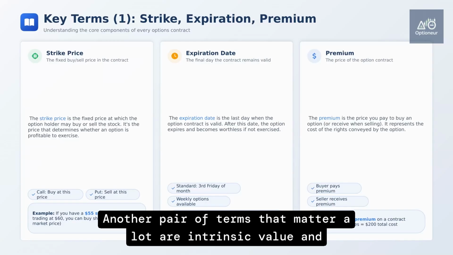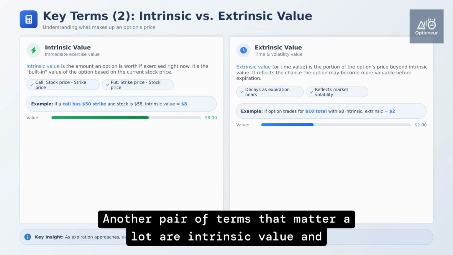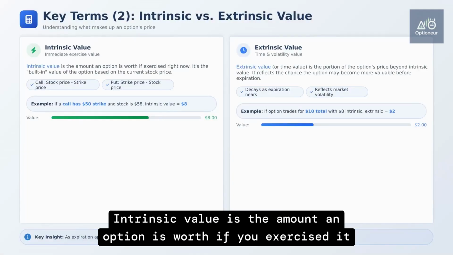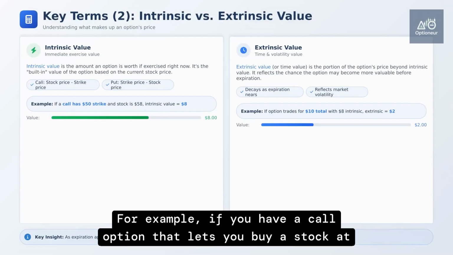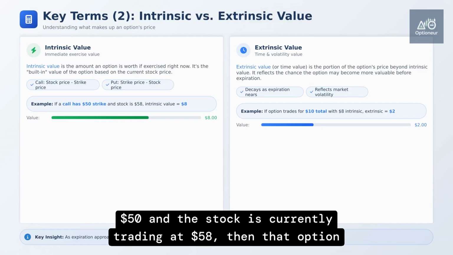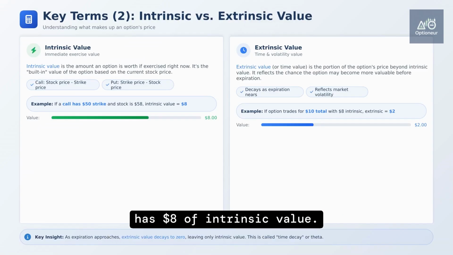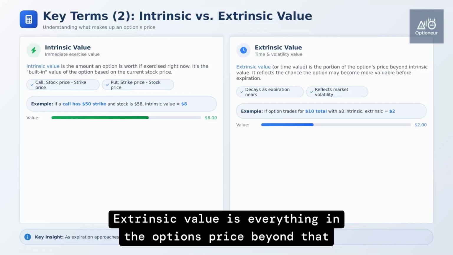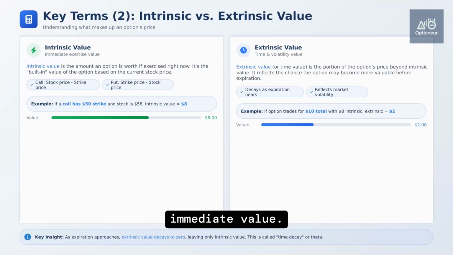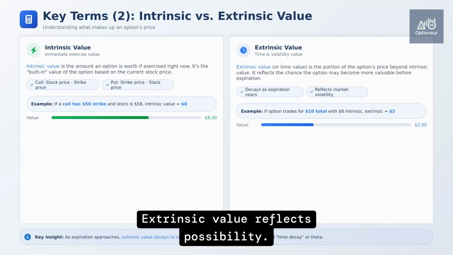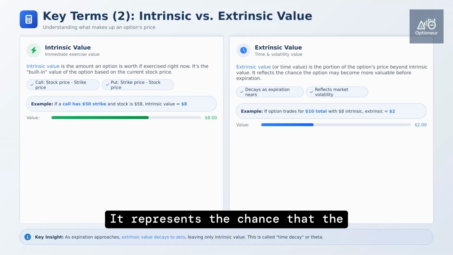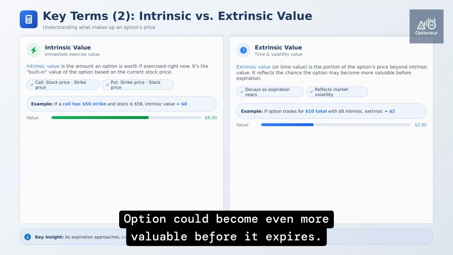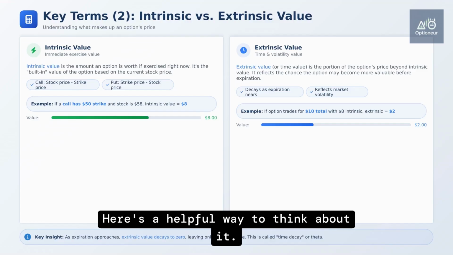Another pair of terms that matter a lot are intrinsic value and extrinsic value. Intrinsic value is the amount an option is worth if you exercised it right now. For example, if you have a call option that lets you buy a stock at $50 and the stock is currently trading at $58, then that option has $8 of intrinsic value. Extrinsic value is everything in the option's price beyond that immediate value. It is sometimes called time value. Extrinsic value reflects possibility. It represents the chance that the option could become even more valuable before it expires. Here's a helpful way to think about it.